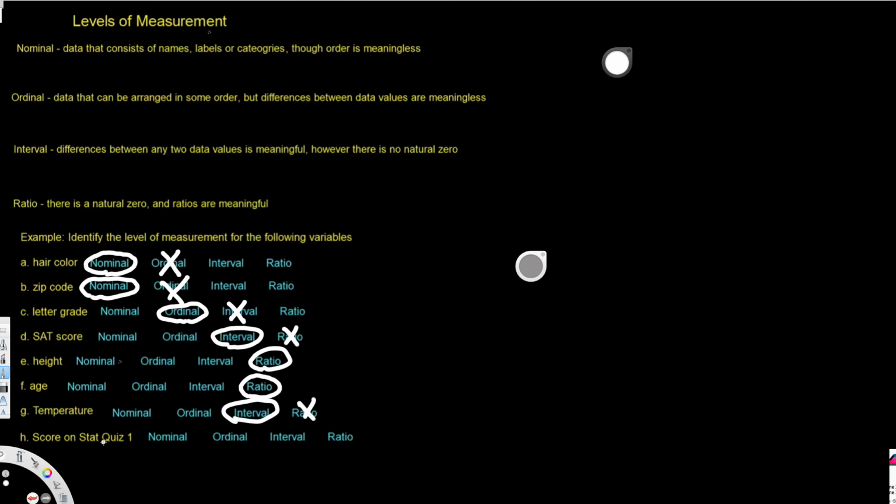Now score on stat quiz 1. So here we have nominal, ordinal. So there's an order for quiz, right? Like it depends on what grade you got. And interval, for example, you can say it's same as this one, SAT score. So whatever the score you have, there's going to be interval, right? And ratio, the ratio represents something like if someone gets 20 marks and if someone gets 100 marks, he got 5 times higher than this, right? So ratio makes sense. So ratio is going to be the answer for this one.